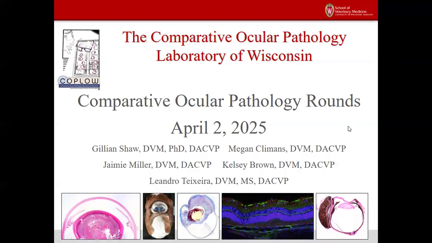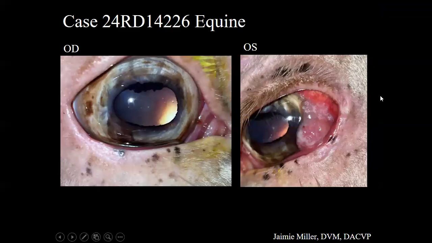Where's the PowerPoint? Okay, here we go. All right. First off, I got some tissues from a 12-year-old castrated quarter horse. So we've got some clinical pictures up here on the screen. Right eye on this side, left eye on this side. The main concern was this mass here in the conjunctiva, extending onto the cornea. They also submitted a biopsy of the left lower eyelid from the lateral canthus, I believe trying to get a look at what this little mass was.